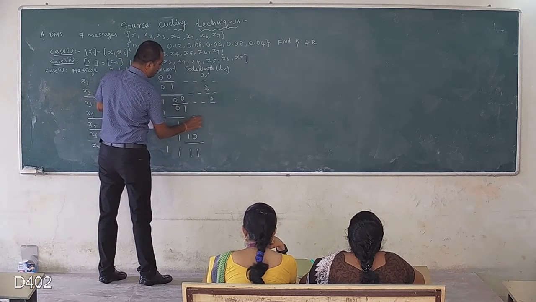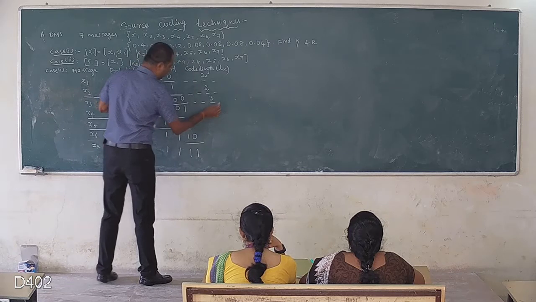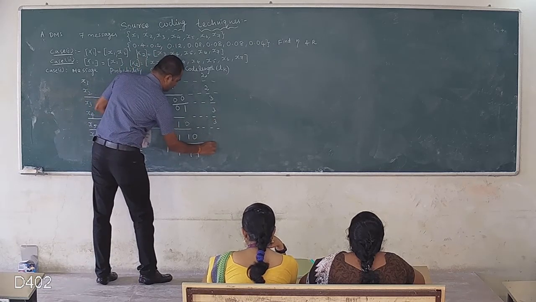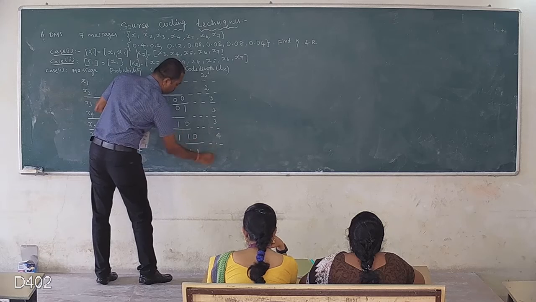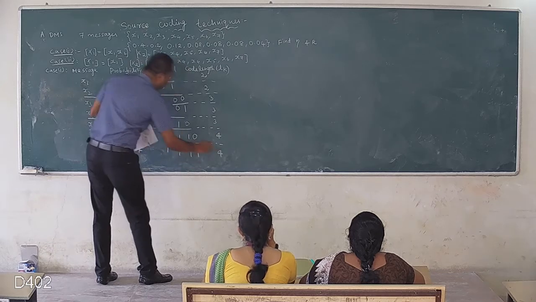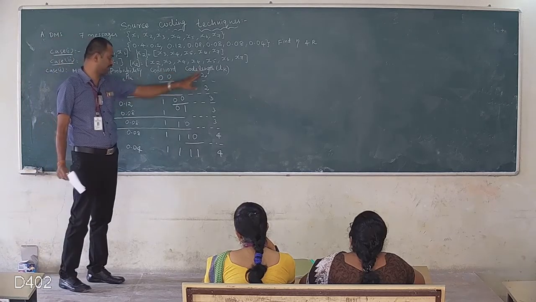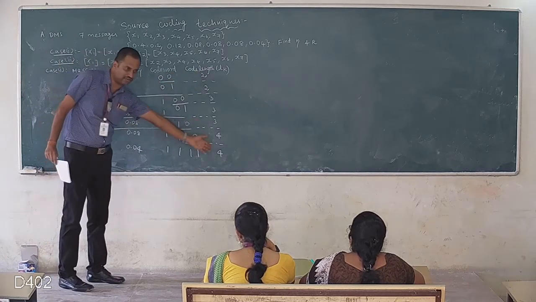Again here you have 3 bits, code length will be 3. Again here the code length is 3. Here 4 bits, code length is 4. Here 4 bits, code length is 4. Again you look at it here: the higher the probability of occurrence, the fewer the number of bits; the lower the probability of occurrence, the more the number of bits.